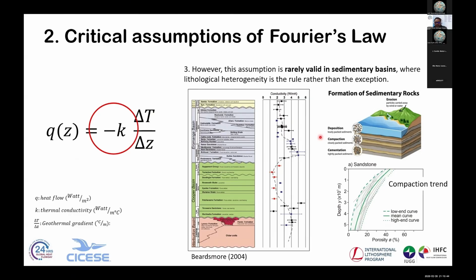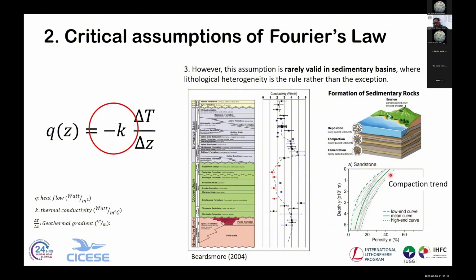However, we can have more general processes that impact the thermal conductivity in sedimentary rocks. One of the most important is compaction. This process is completely associated with the formation of sedimentary rocks. So compaction decreases, sorry, reduces the porosity at depth.